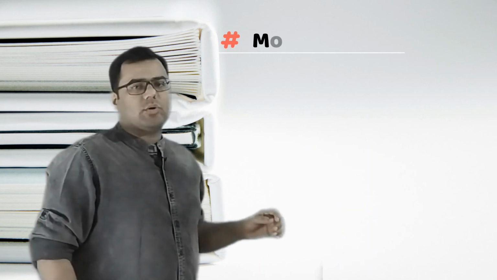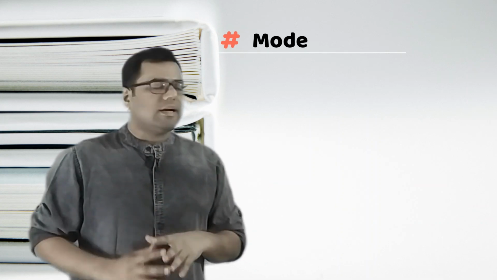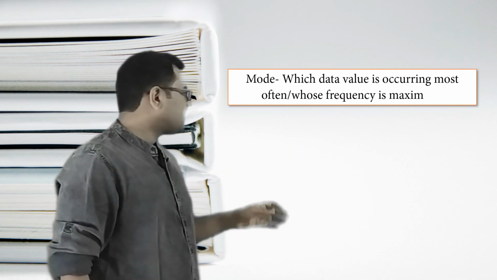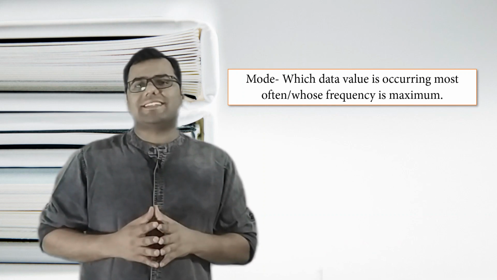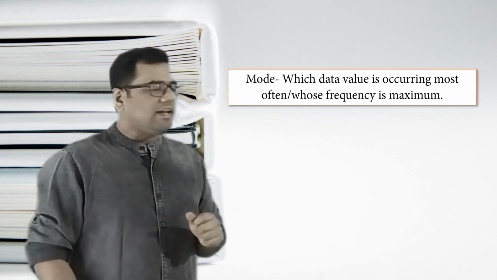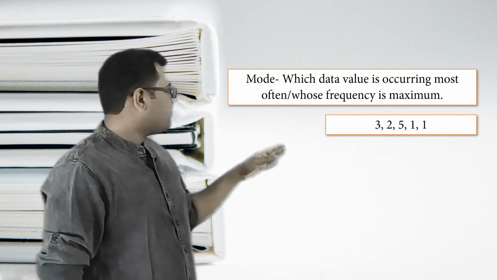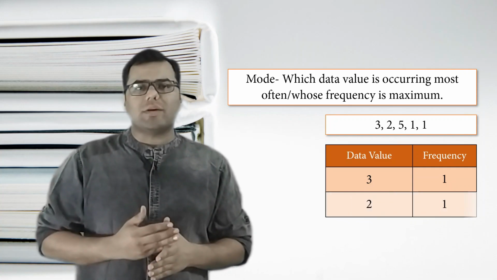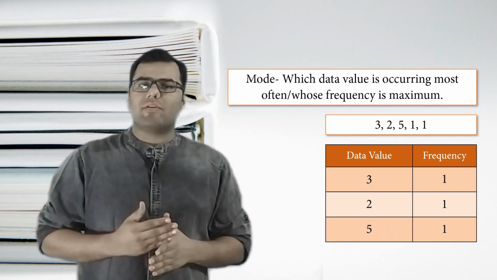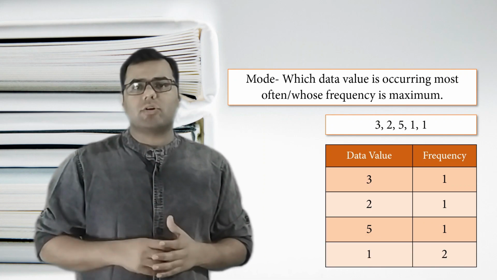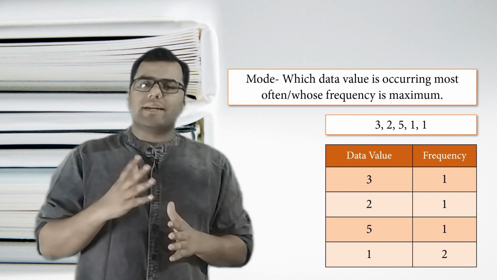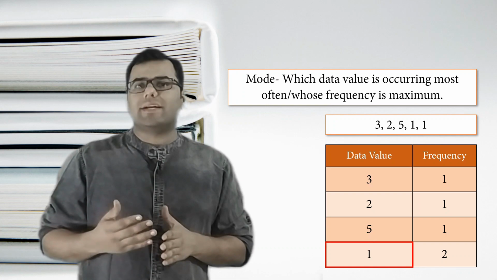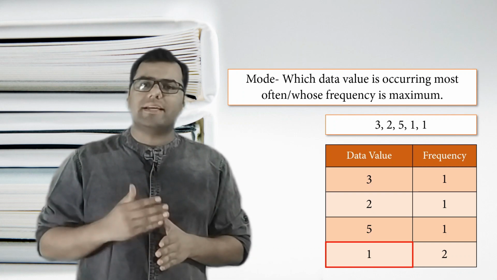Now, another important tool is called mode. Mode tells us which data value is occurring most often, that is, for which data value the frequency is maximum. For this earlier example, 3, 2, 5, 1 and 1, you see that the frequency of 3 is 1, the frequency of 2 is 1, the frequency of 5 is also 1. However, the frequency of 1 is 2 because 1 is coming 2 times. So this data value 1 is coming most often, its frequency is 2, and hence the mode is 1.